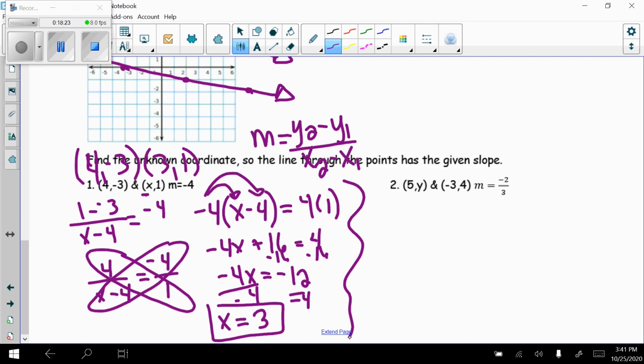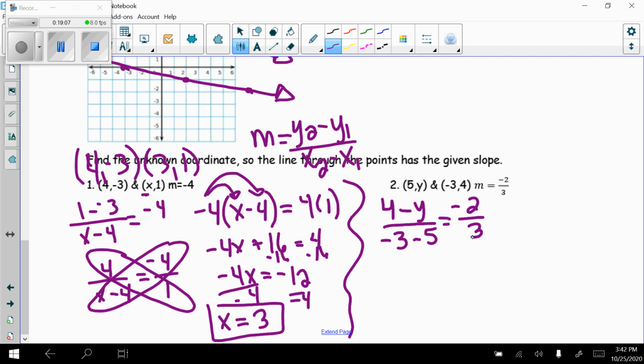So example number 2, the first point is 5 comma y. The second point is negative 3 comma 4. They want to know what is the y value if I would have a slope of negative 2/3. So again, I'm going to plug everything into my equation for slope. Okay, so if we plug these in, I would have 4 minus y over negative 3 minus 5 equals negative 2 over 3. And again, I want to go ahead and simplify, work out what I can.